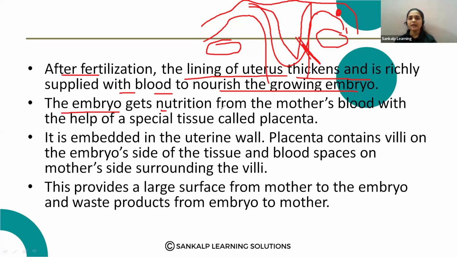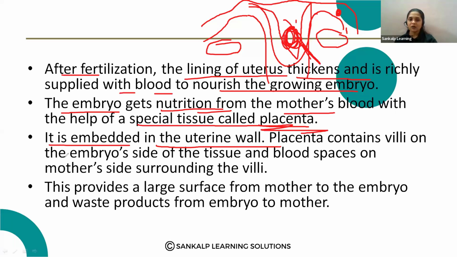And the embryo gets nutrition from the mother's blood with the help of a special tissue called the placenta. The placenta provides the nutrition from the mother's blood to the embryo. The embryo present inside the mother's body is getting the nutrients from the mother's blood. But how? Through the placenta. A very important structure, the placenta. And this placenta is embedded in the uterine wall.